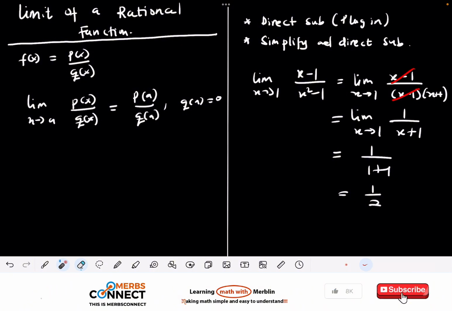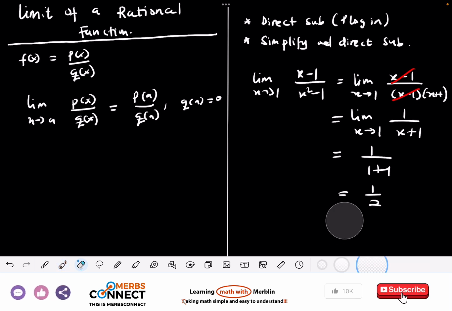But let's look at this more interesting case. Now let's assume that we do it again, right? We checked the denominator is 0, we simplify, we do direct substitution again, and we are getting the denominator to be 0. Then what are we going to do? What are we going to do about this, right? That is what we are looking at.